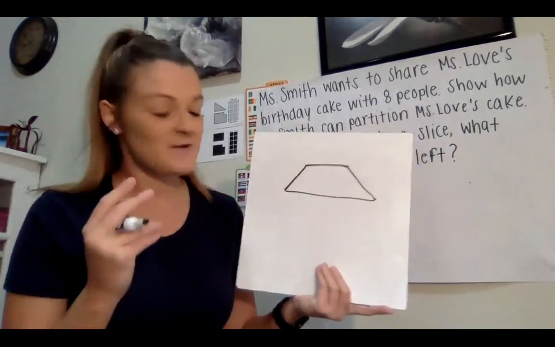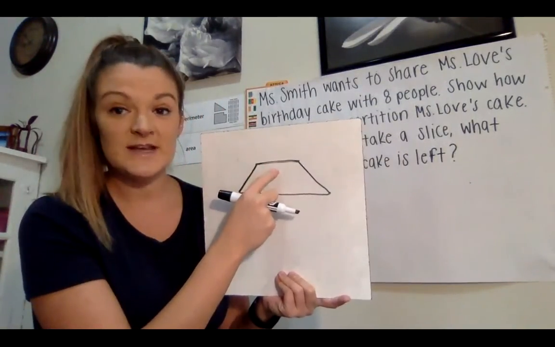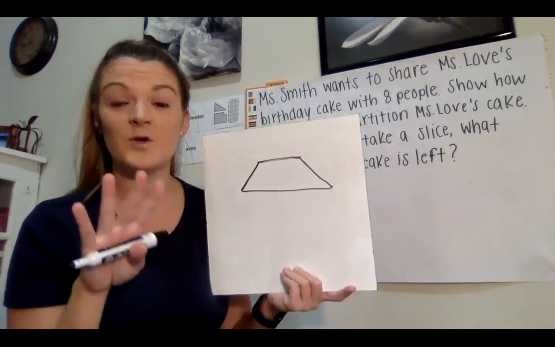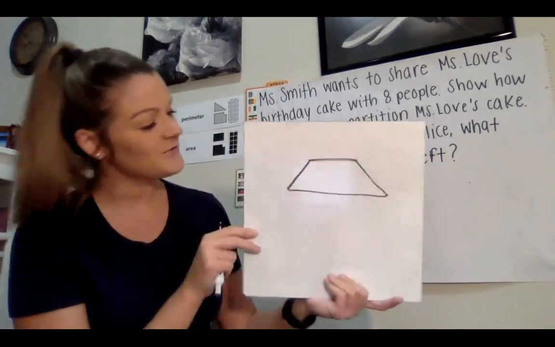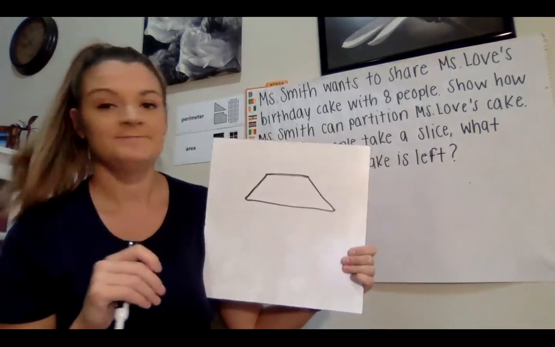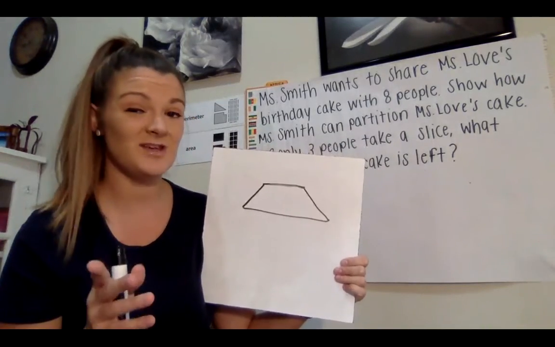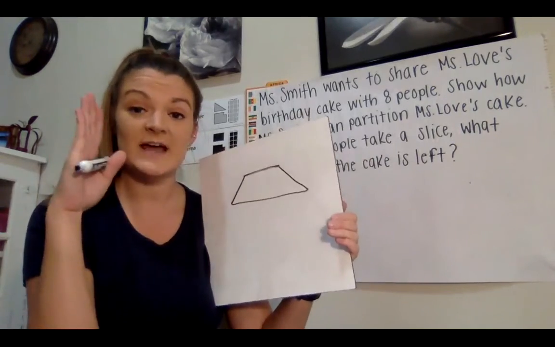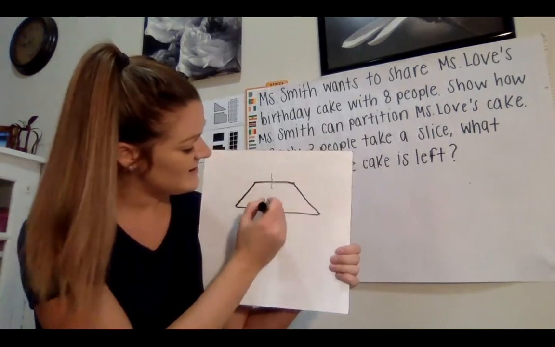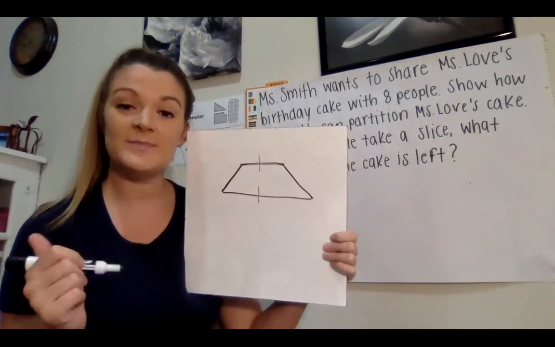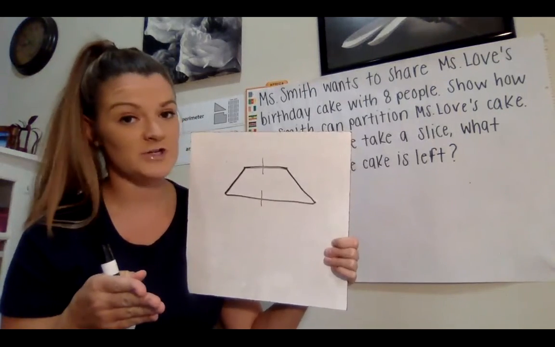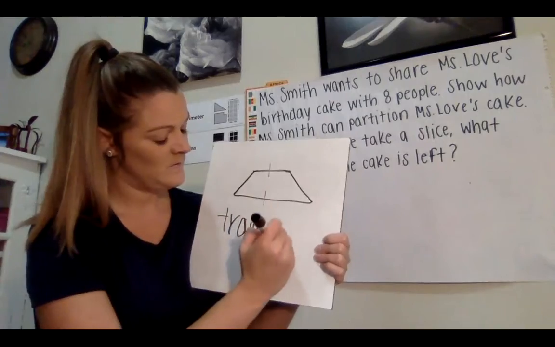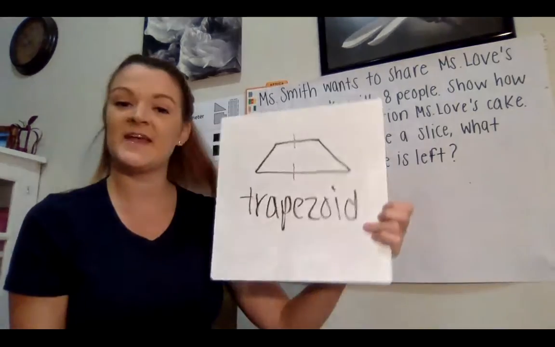This shape, what are some things that we notice? First of all, hopefully you notice the number of sides. 1, 2, 3, 4. Any shape with 4 sides is a quadrilateral. Do we see any right angles? No. Do we see any perpendicular lines then? No. Parallel lines, lines that run side by side and never touch, right here and right here. Who knows what this shape is called? Yes, it's a quadrilateral, but what type of quadrilateral? Hopefully you're thinking trapezoid. Trapezoid. All right, here we go.